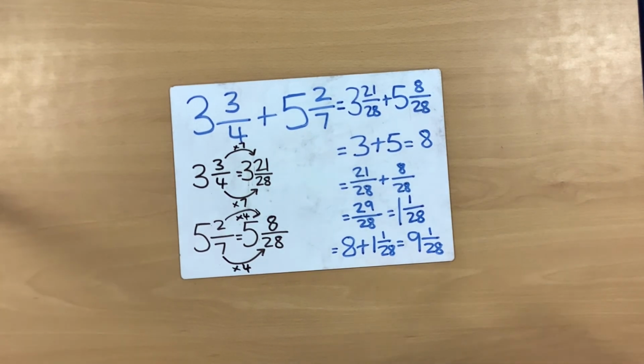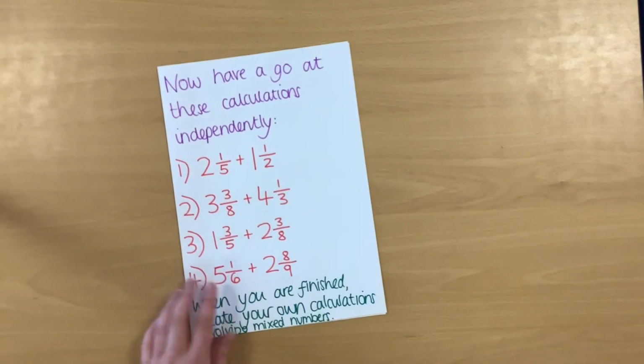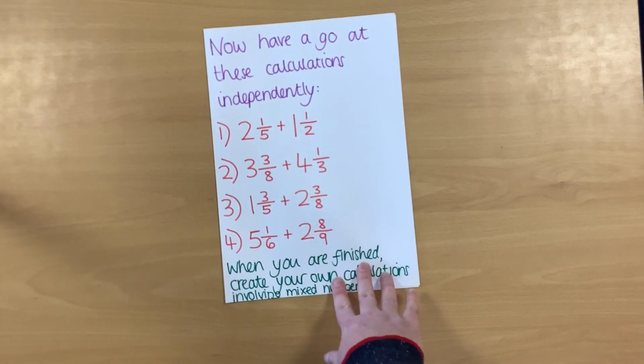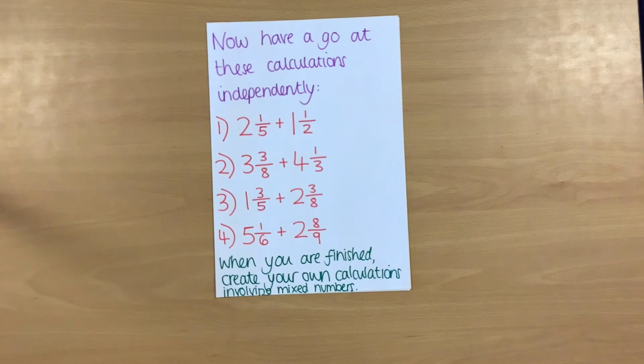Right, now it's your turn to have a go independently. What I have done is I've written down 4 calculations involving mixed numbers that I'd like you to have a go at independently on your whiteboard.